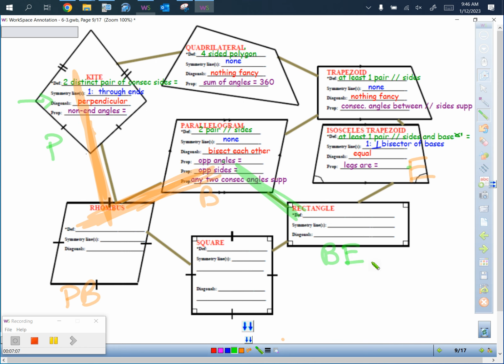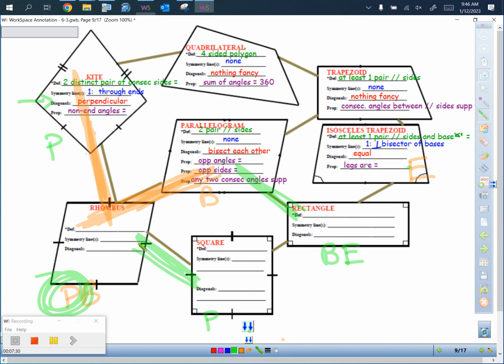Totally happening. And then finally, when it comes to the square, could you tell me who the square's parents are? Who is the square's parents? The rhombus and the rectangle. A lot of people get that because the rhombus has four equal sides and the rectangle has four right angles. If you put them together, shouldn't you get a square? So would you believe that the square's diagonals are perpendicular because one of its parents has that going on, right? What do you think?